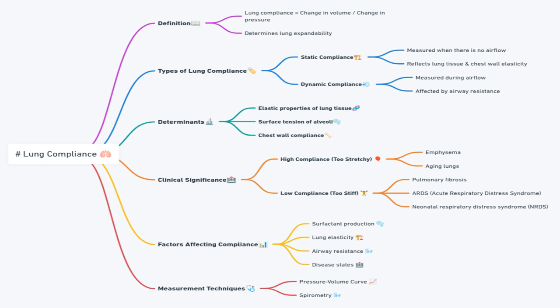With compliance, in air inflation it's lower as more pressure is needed, and in saline inflation it's higher as inflation occurs more easily. With surface tension effects, in air inflation it's present due to the air-liquid interface in the alveoli, but with saline inflation it's absent since the saline eliminates the air-liquid interface. When it comes to lung volume for a given pressure, it's lower for air inflation and higher for saline inflation.